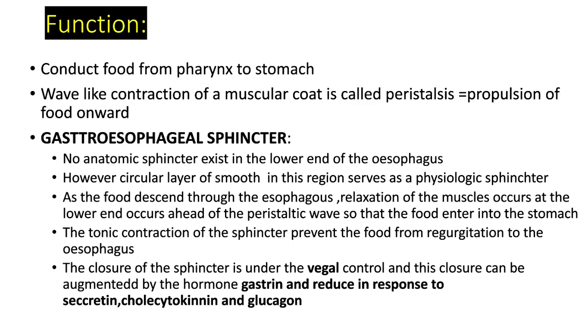Now the gastroesophageal sphincter. Basically, no anatomic sphincter exists at the lower end of the esophagus. However, the circular layer of smooth muscle in this region serves as a physiologic sphincter. As food descends through the esophagus, relaxation of the muscles at the lower end occurs ahead of the peristaltic wave, so that the food enters the stomach. The tonic contraction of the sphincter prevents regurgitation of food into the esophagus. The closure of the sphincter is under vagal control, and this closure can be augmented by hormones such as gastrin and reduced in response to secretin, cholecystokinin, and glucagon.